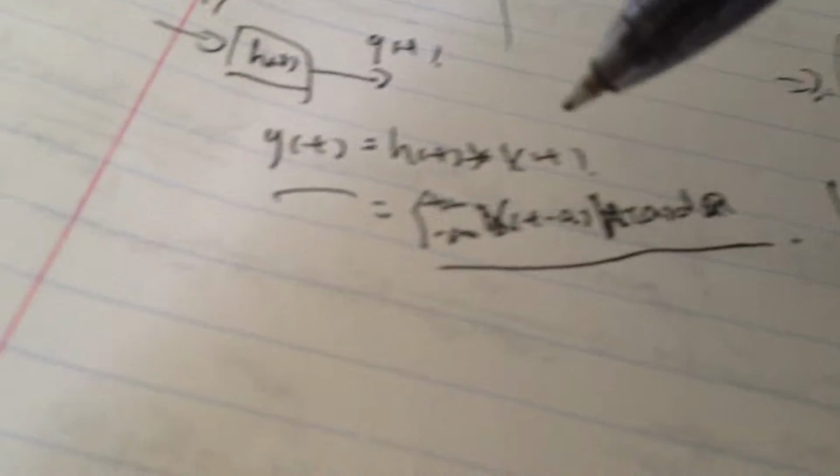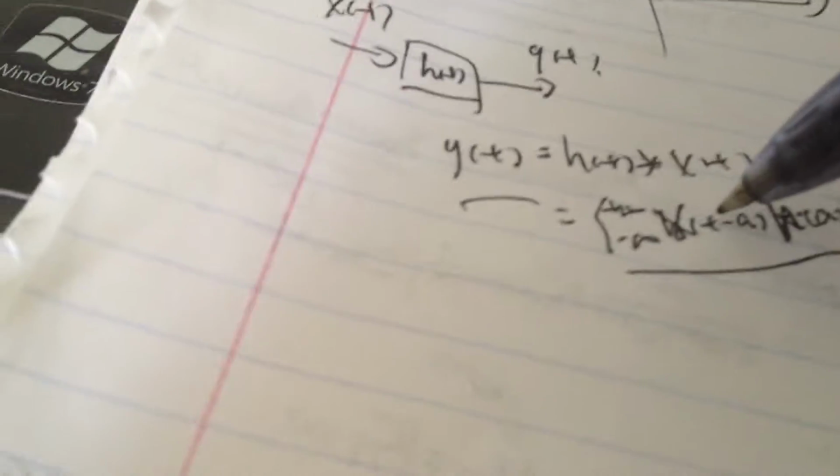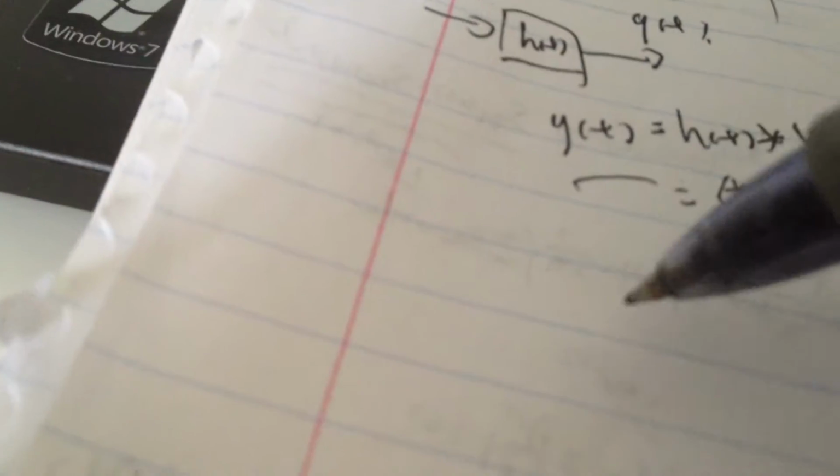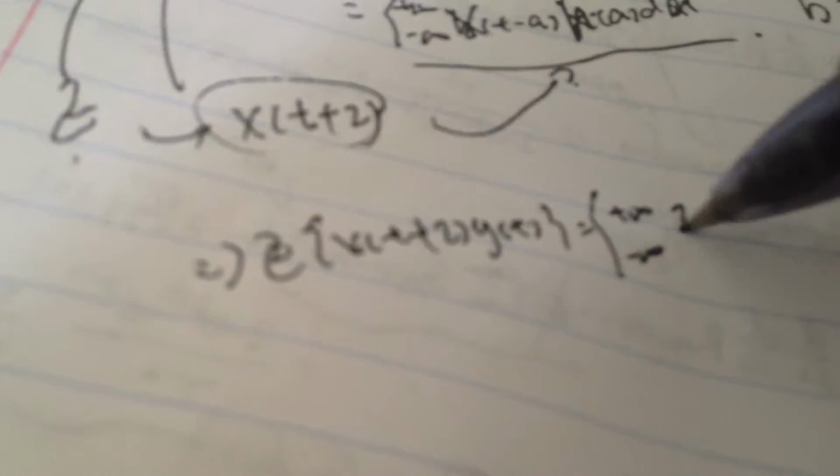Then we have this one according to the definition of the convolution, so that we can multiply x of t plus tau on both sides of this equation, and then we take the mean on both sides of the equation, so that we can get this one.